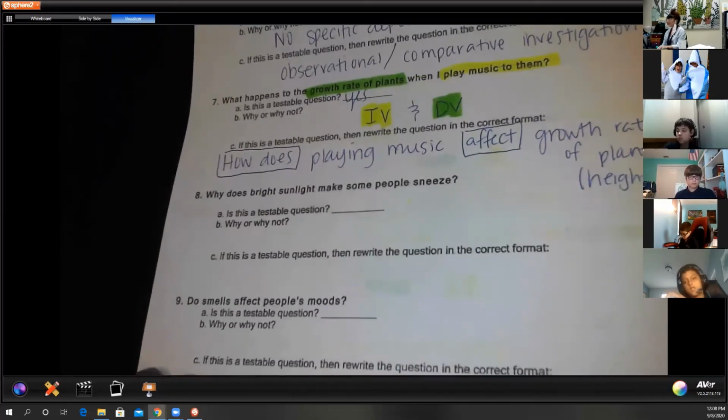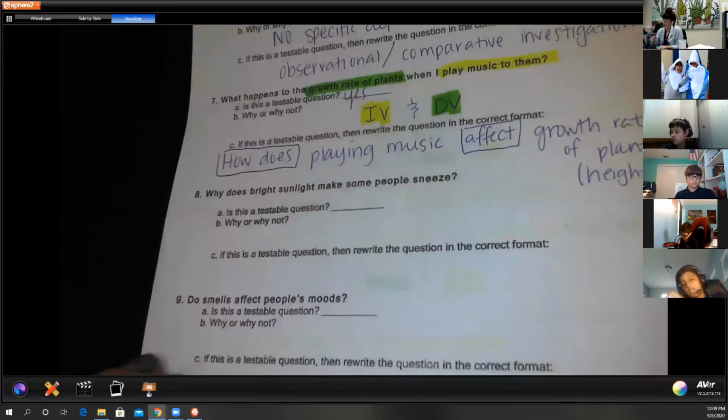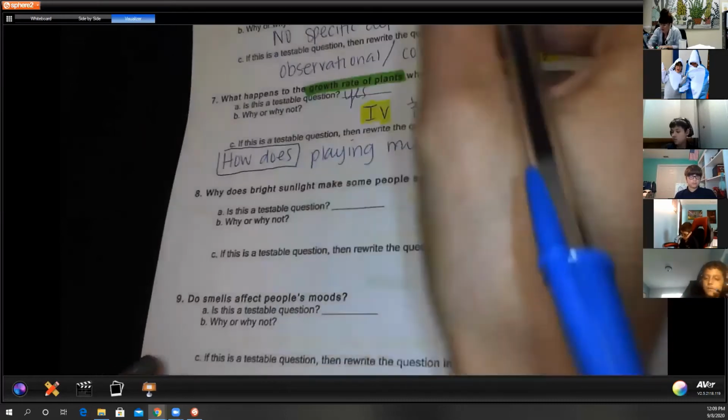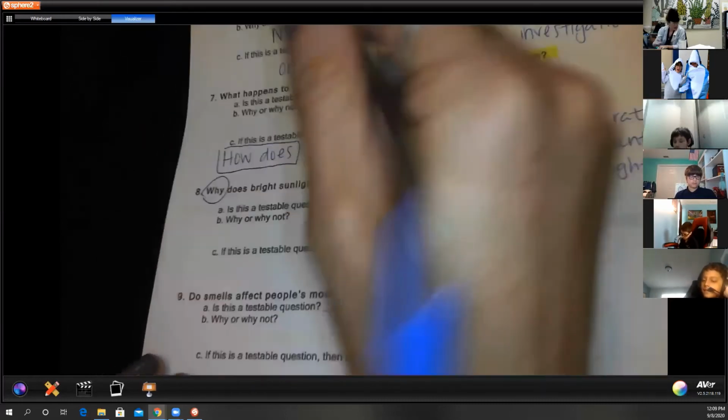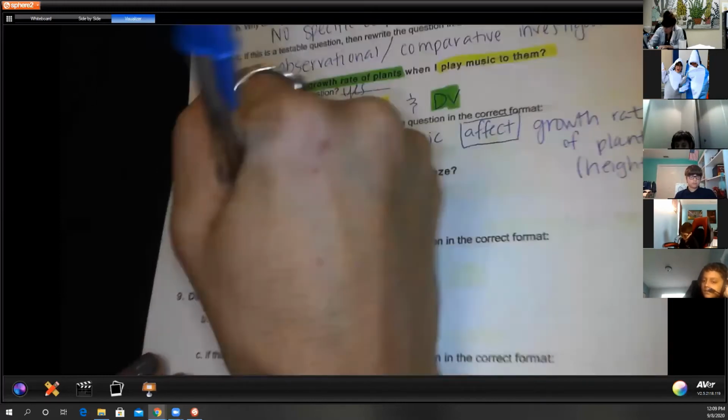It does. Yes. I can't change it. Yes, you can't. Oh, no, you can't. Look, remember, testable questions have an IV or a DV. This has no cause and effect relationship.